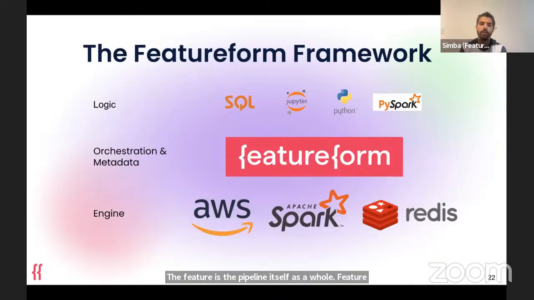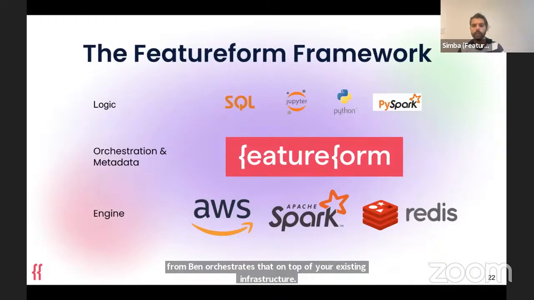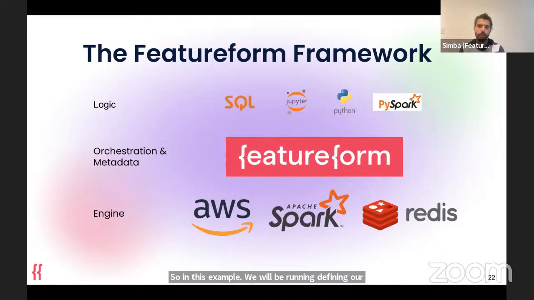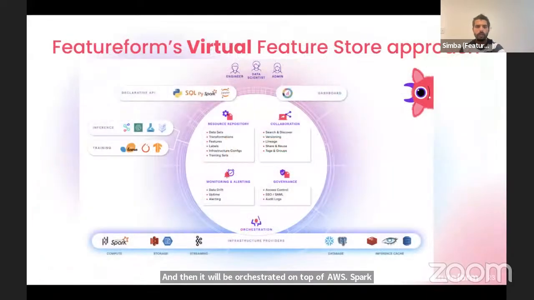So in this example, we will be defining our features in PySpark and SQL in Python on a notebook. That will get sent to Featureform, where it will be stored as metadata. And then it will be orchestrated on top of AWS, Spark, and Redis. What that gives is a dashboard, a resource repository, tools for collaboration, monitoring, governance, orchestration, and more.